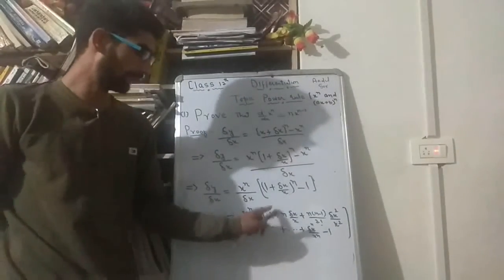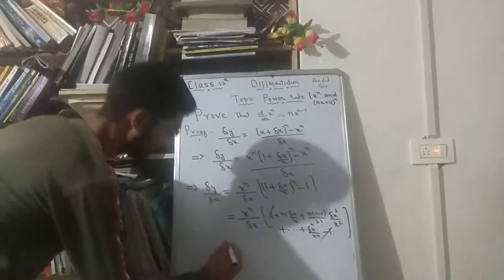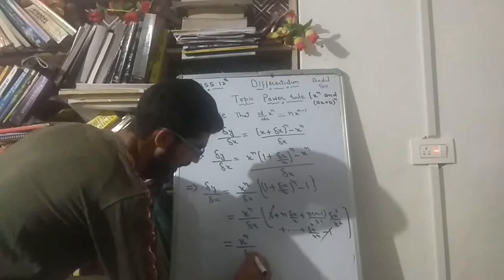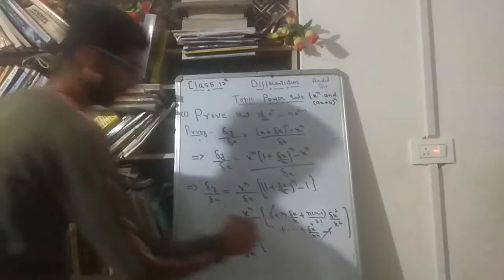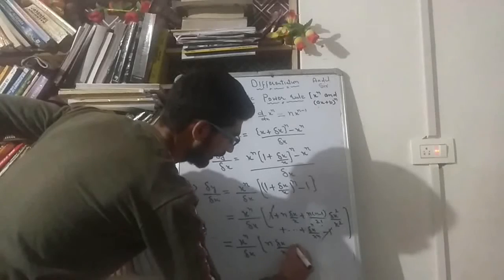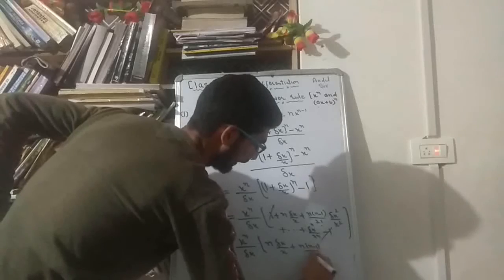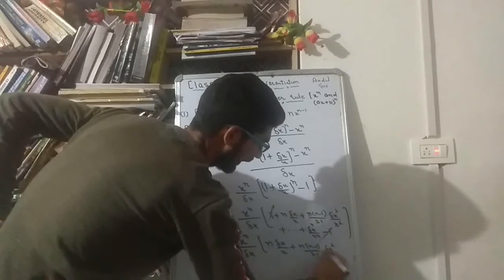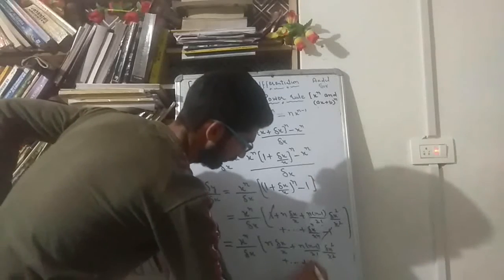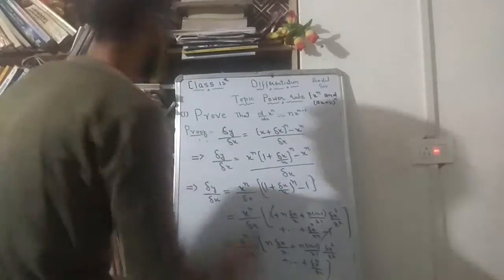Now you check, this is 1 plus and this is minus 1, so these two will get cancelled out. So we will get here x raised to the power n divided by del x. Now here it is n del x divided by x plus n into n minus 1 divided by 2 factorial del x squared divided by x squared plus so on plus del x^n divided by x^n. So after here it is understood. Now we write it here.